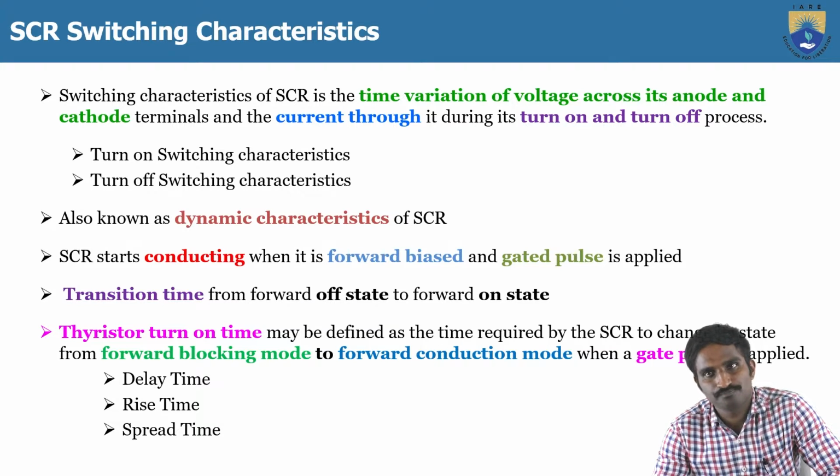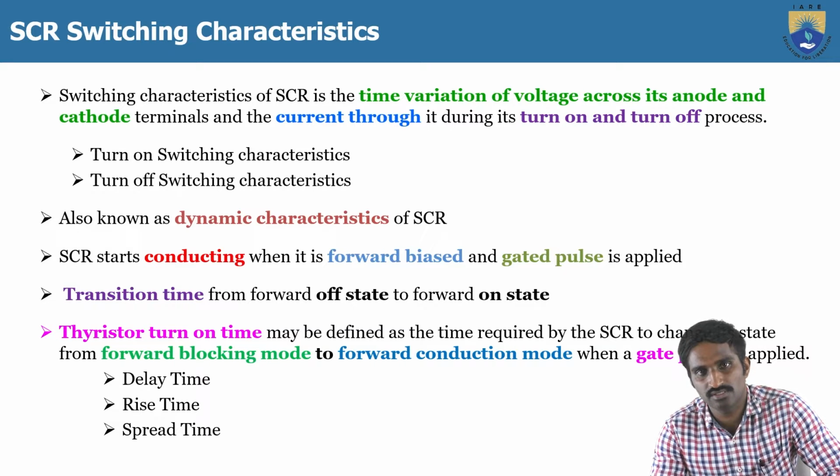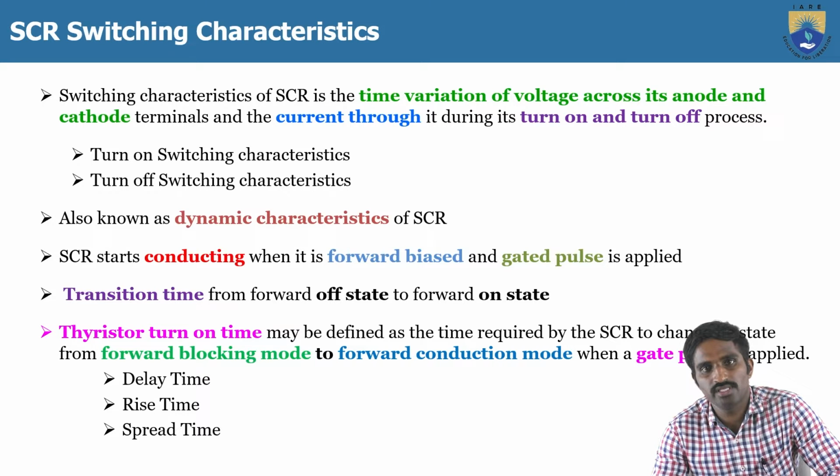Then the thyristor turn on time. How can we define it? The turn on time of the thyristor is defined as the time required by the SCR to change its state from the forward blocking mode to the forward conduction mode when a gate signal is applied. This is called the thyristor turn on time. This is because, as we have discussed, the SCR has different modes of conduction: one is the forward blocking mode, then the forward conduction mode, then the reverse blocking mode.